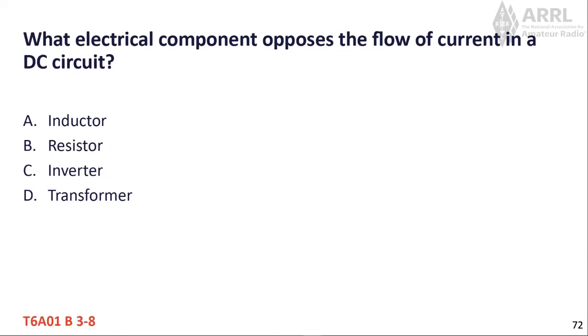What electrical component opposes the flow of current in a DC circuit? And the answer to that would be a resistor, B.